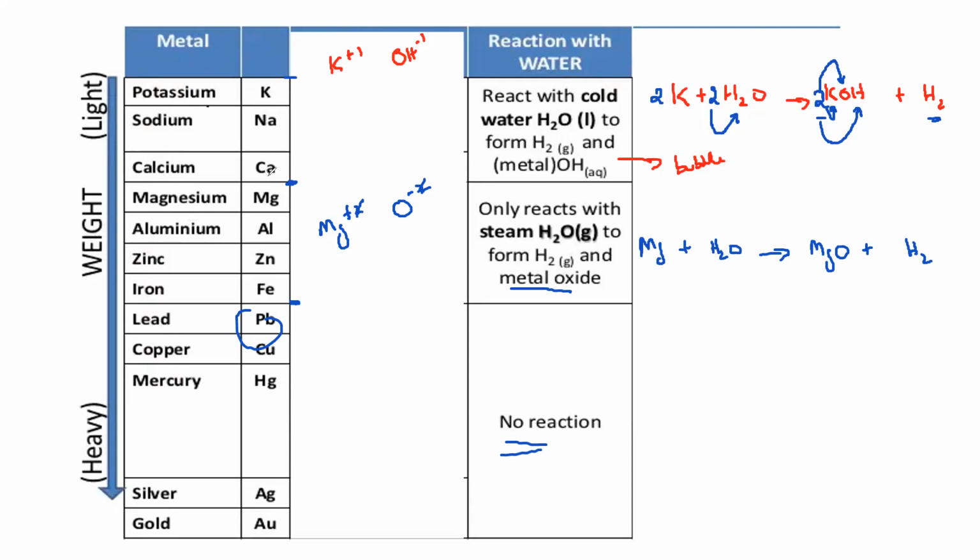From potassium till calcium, they can react with both steam and cold water. But from magnesium till iron, they can only react with steam. And below iron, they cannot react. Is it clear? The reaction of these metals with water?